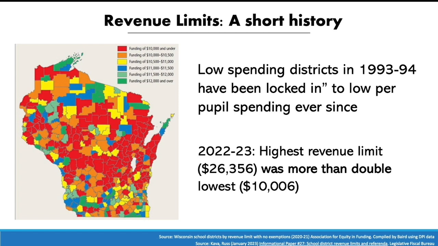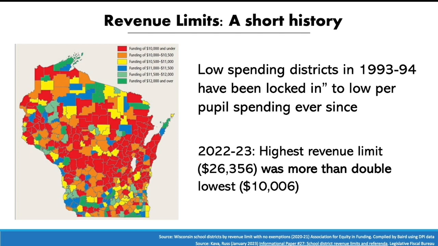What is the revenue limit per pupil for Wisconsin, you may ask? It is different for every district. That is because a district's revenue limit today is based on what it was spending in 1993 when revenue limits were established. It drew a line in the sand that is now frozen in time. Frugal districts were essentially locked in to low spending levels, and any disparities between districts at that time is now baked into the school funding landscape today, as this map illustrates.